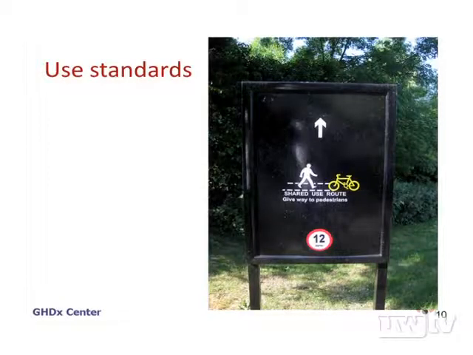The other one that's really good to remember is using standards. When you see this sign, again, it's not really clear what that sign is telling you. Okay, I think there are going to be people and bicycles on this road. There's a speed limit. I think that applies to the bike. And I'm not really sure what the up arrow is referring to.